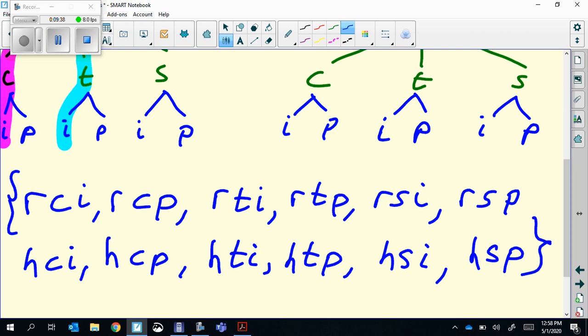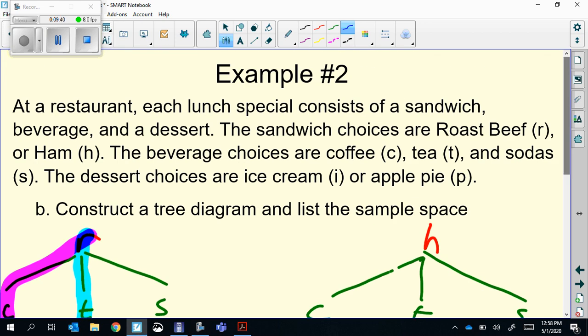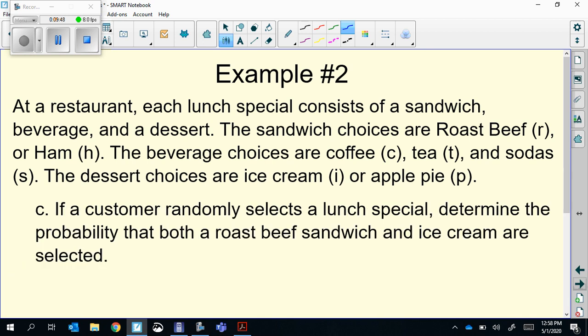And again, we listed out all 12 things. Just making sure, check it back with your counting principle, make sure it works out. Should have the same number. All right, so now we're going to see how this ties into probabilities and things like that. If a customer randomly selects a lunch special, determine the probability that both a roast beef sandwich and ice cream are selected.